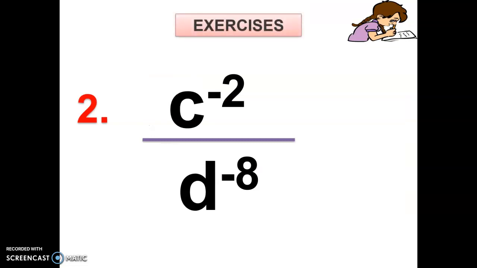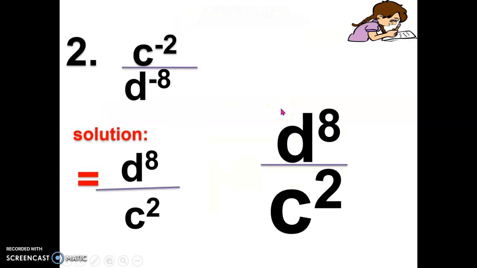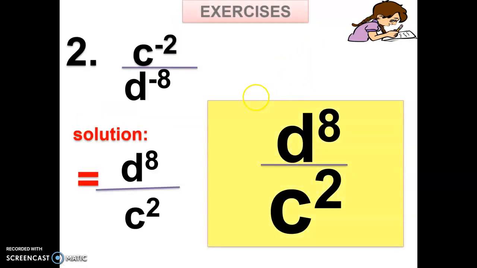Number 2. C raised to negative 2, D raised to negative 8. So, as I have told you, take the reciprocal. Since here, C negative 2 is numerator, ibaba natin. And then, D raised to negative 8 is the denominator, reciprocal. Siya naman yung ilagay natin sa numerator. So, to make it positive, so the answer is, ayan, C raised to negative 2, nasa denominator, tama. And then, D raised to negative 8, so siya naman igawin natin numerator. So, the answer is D raised to 8 over C raised to positive 2.